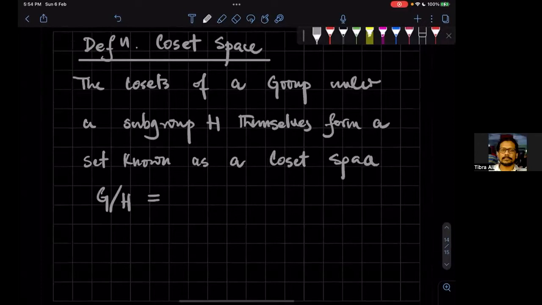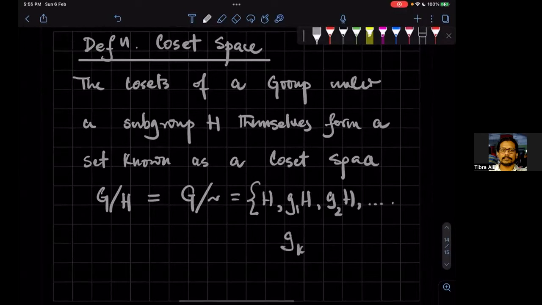And so G over H is G up to the equivalence class, and it consists of, say, H, G1H, G2H, dot, dot, dot, GK minus 1H. Okay? So the elements of the coset space themselves are sets, which are cosets. Okay? Is it clear what I mean by coset space? Could you explain it a bit?